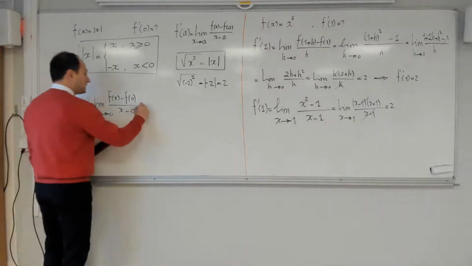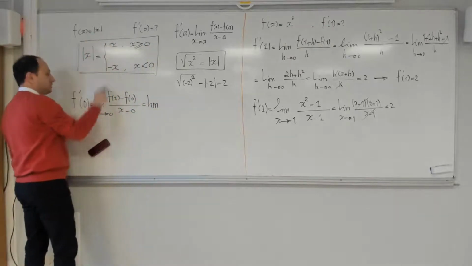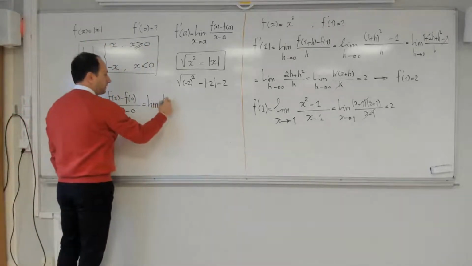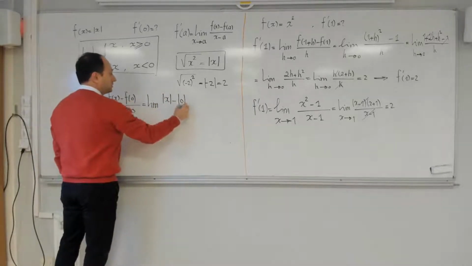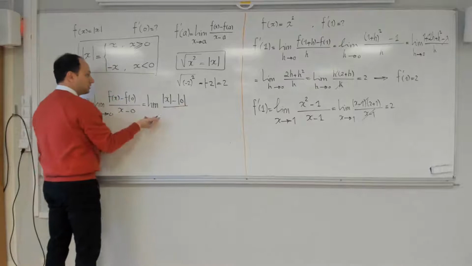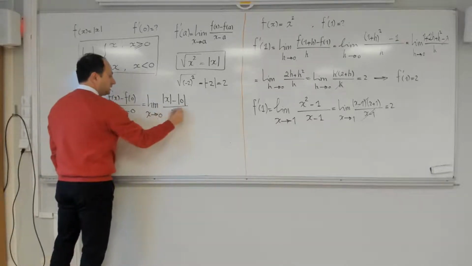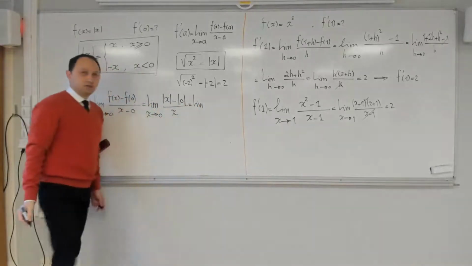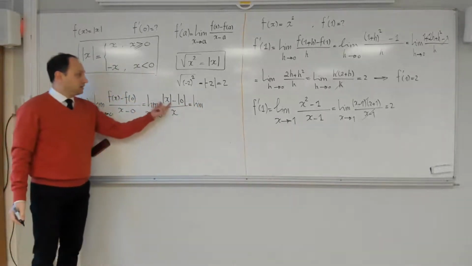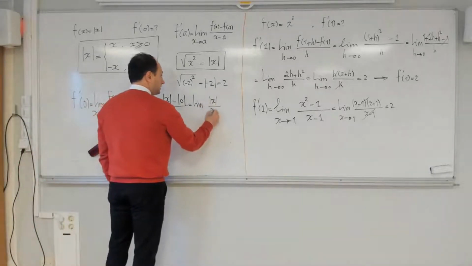Now let me replace everything according to my function. F of x is absolute value of x. F of 0 is absolute value of 0, and then x minus 0 is just simply x. X goes to 0. So then what is this limit? What is absolute value of 0? It is 0. And then this one minus 0 is just absolute value of x, and then divided by x, x goes to 0.